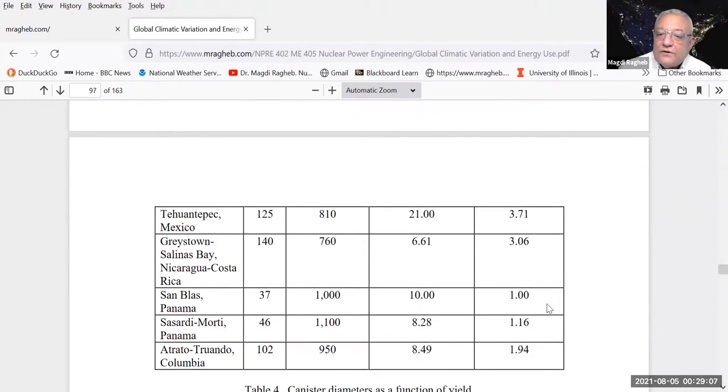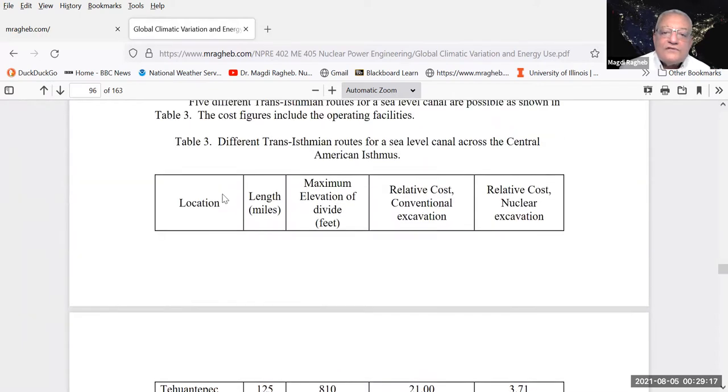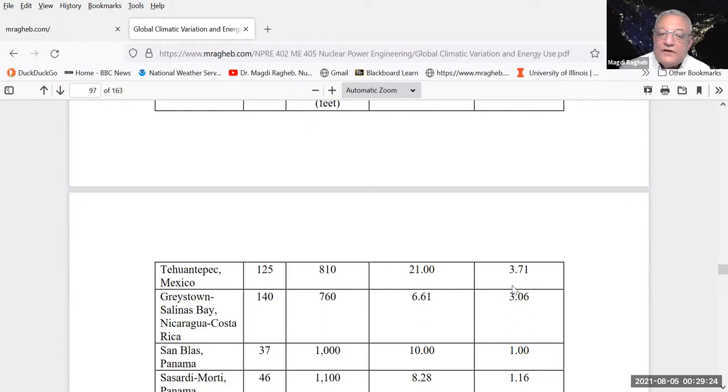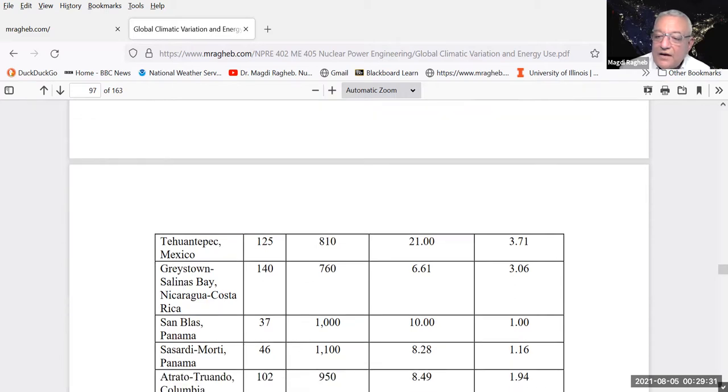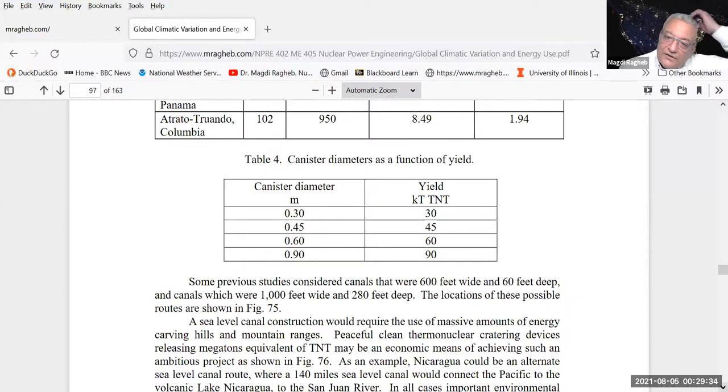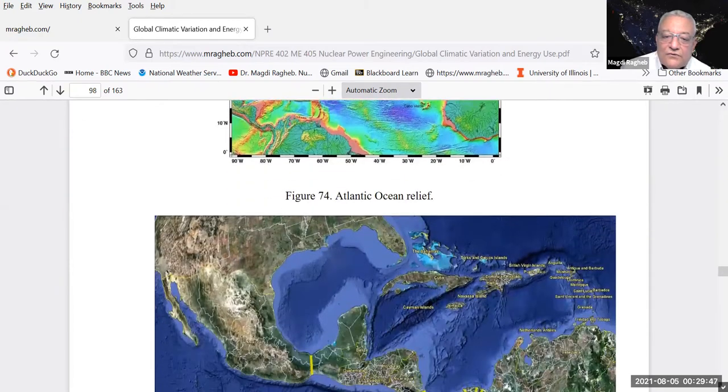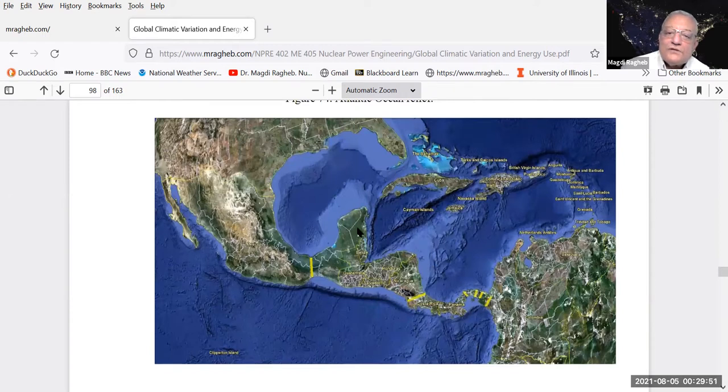And you notice if you take a cut through Panama, this is the shortest length of the canal, that's 31 kilometers or miles, that's in miles. And the relative cost, if you use conventional explosives, would be 3.71 to when you do it at the Panama area. And on a map, it can be shown. And basically, you use thermonuclear explosives with small canister diameters. In that case, you use the nuclear explosive as a source of very concentrated energy to reconnect the Atlantic Ocean here to the Pacific Ocean as it was 30 million years ago.